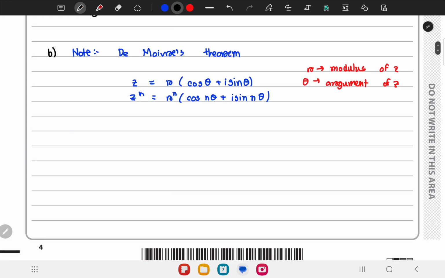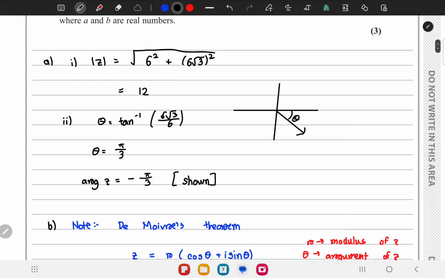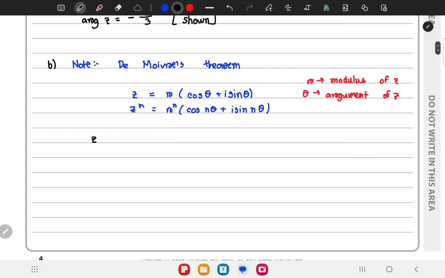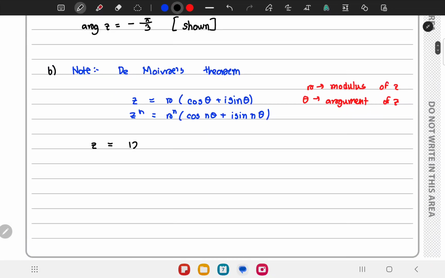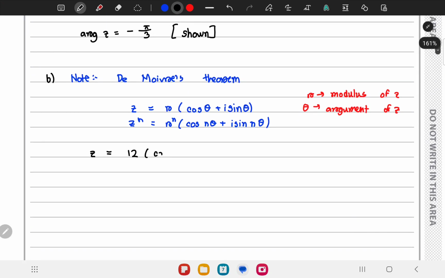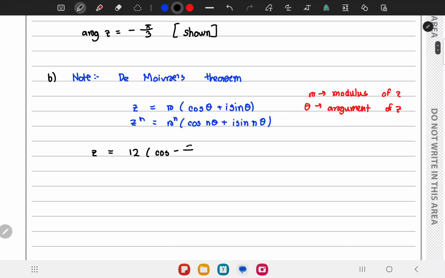So we can write z in this form since we found the modulus and its argument in the previous part. So we can write z as 12 cos minus pi by 3 plus I sin minus pi by 3.